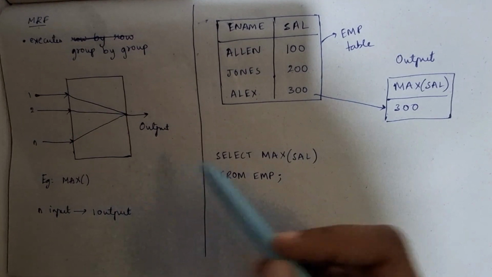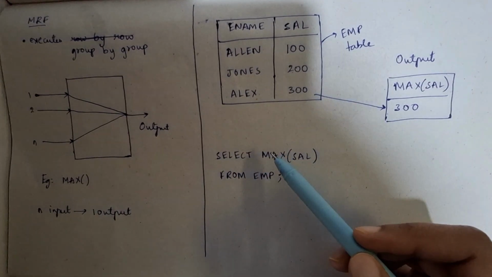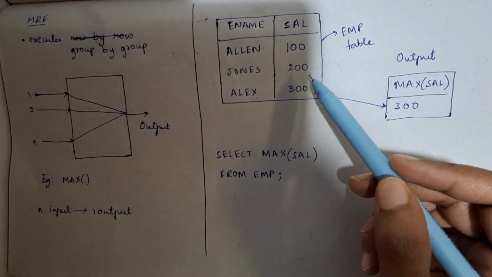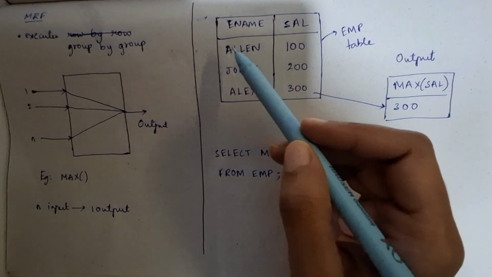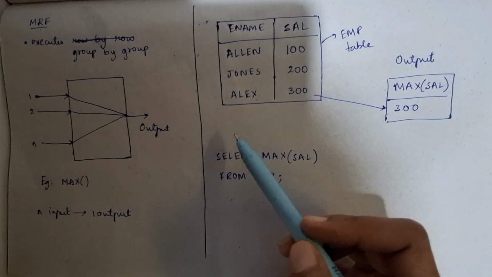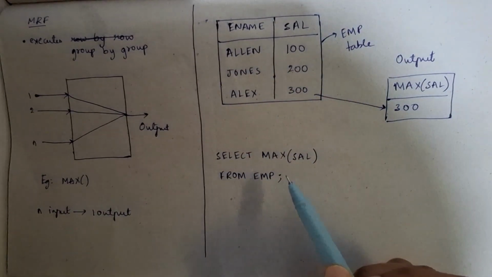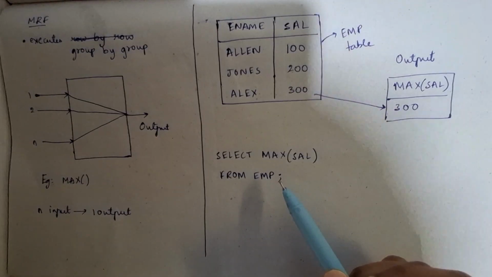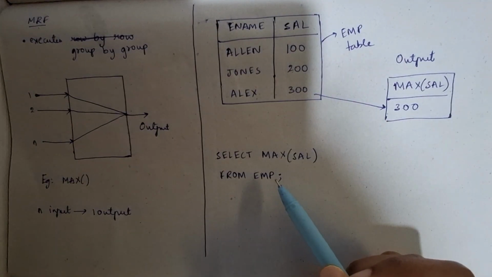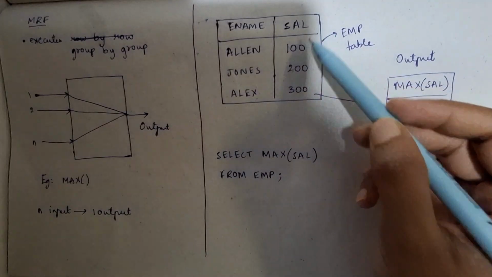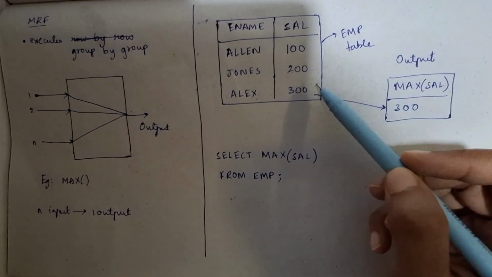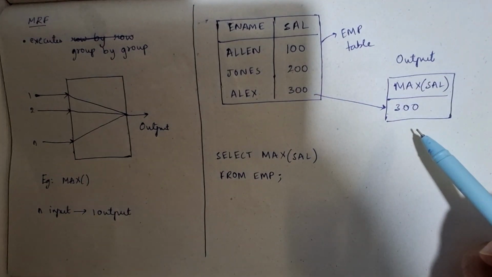Now we will see how MRF works using a query. This query is based on the employee table called EMP, which has 2 columns, that is ename and sal. Now coming to the query: SELECT MAX(sal) FROM EMP; ending with a semicolon. It checks all the salaries and finds the maximum value, which is 300. So here 3 inputs gave only one output.